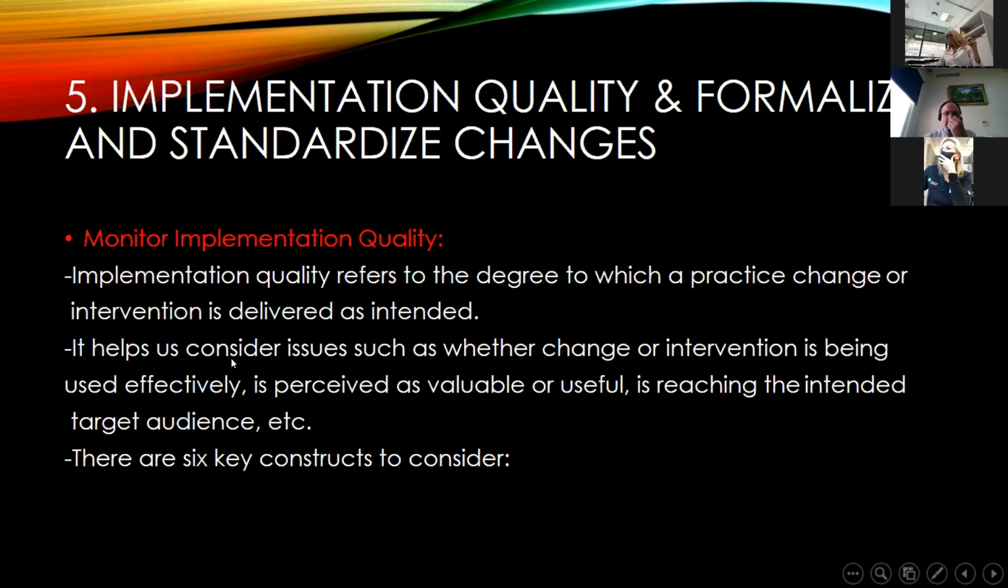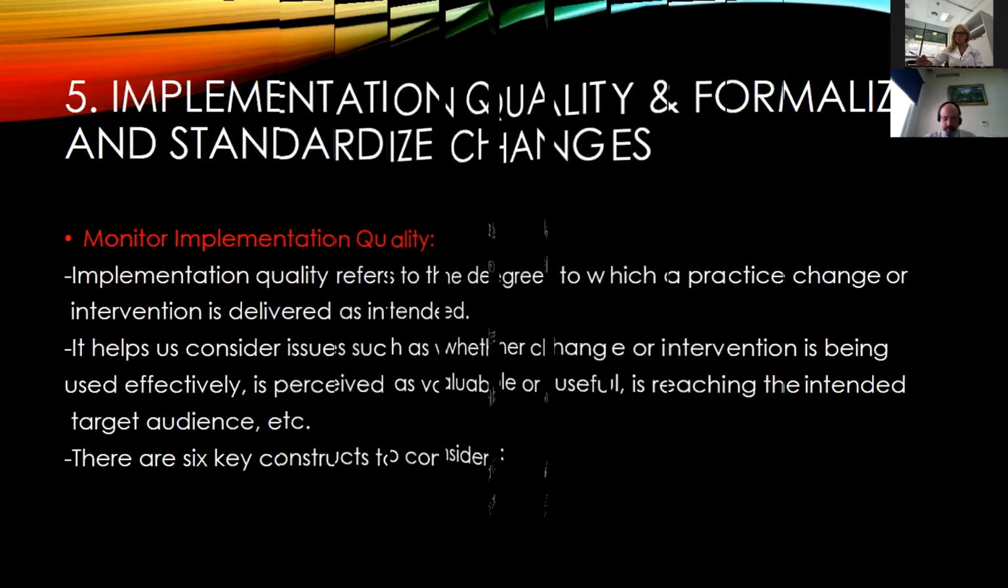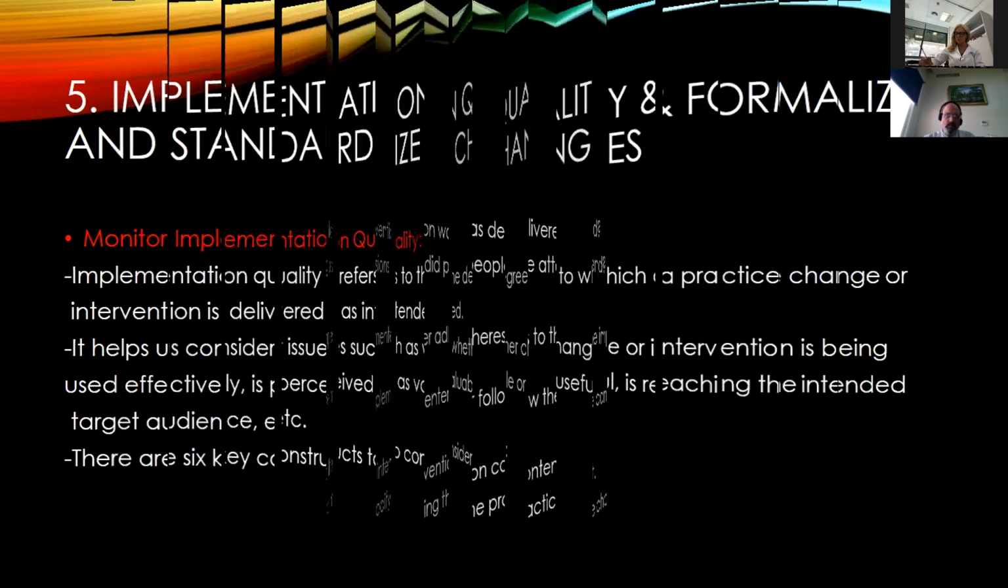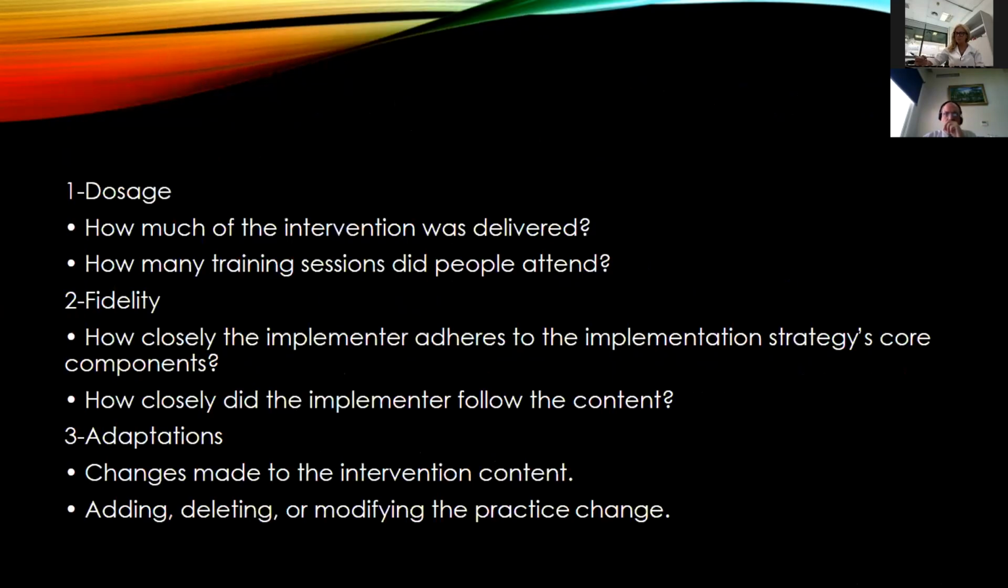It helps us to consider issues such as whether the change intervention is being used effectively, whether it is perceived as valuable or useful, and whether it is reaching the intended target audience. There are 6 key constructs to be considered. Number 1, the dosage. How much of the intervention was delivered? How many training sessions did people attend?